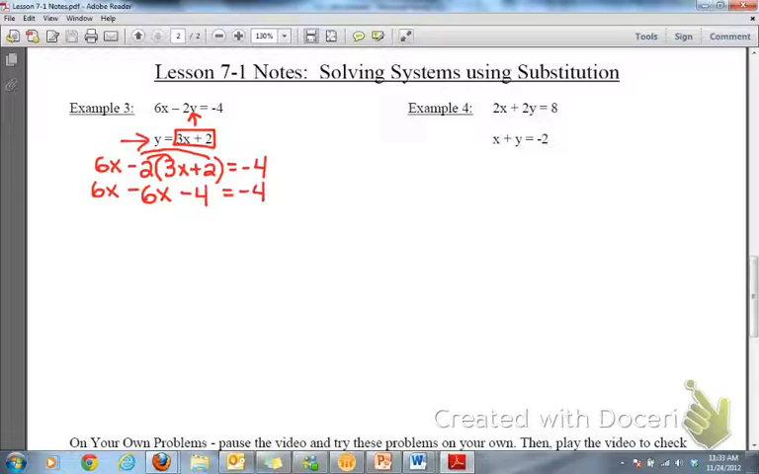Okay, now we want to simplify this left side. Well, 6x minus 6x is 0. Those go away. And so I'm left with negative 4 equals negative 4. Well, that's a true statement. Negative 4 equals negative 4. And if we have a true statement, this is going to be infinitely many solutions.